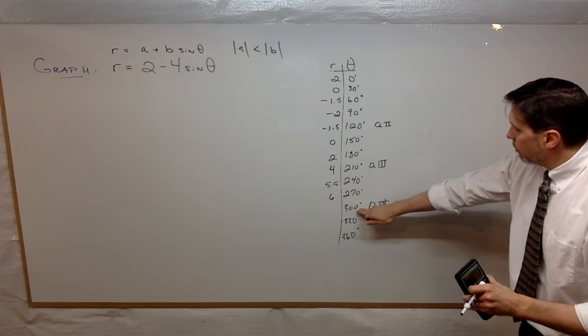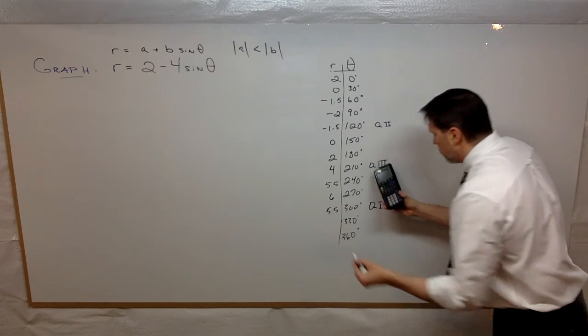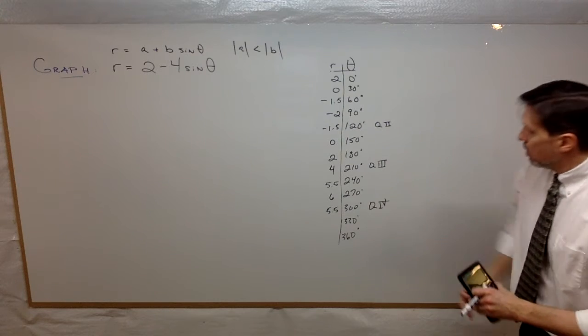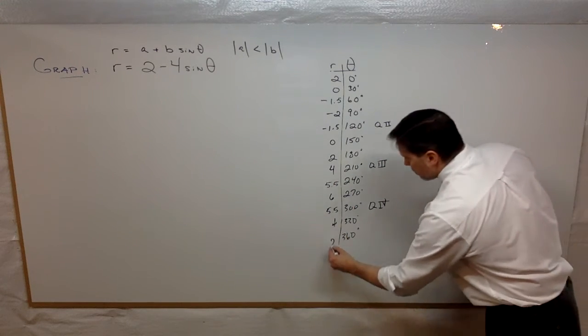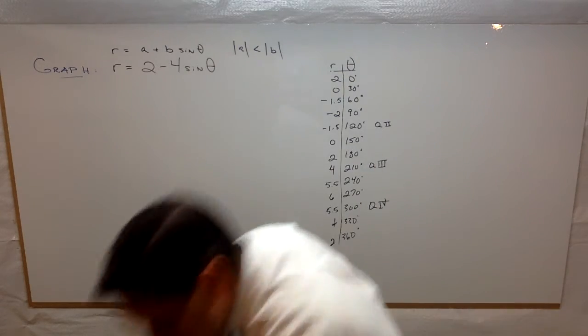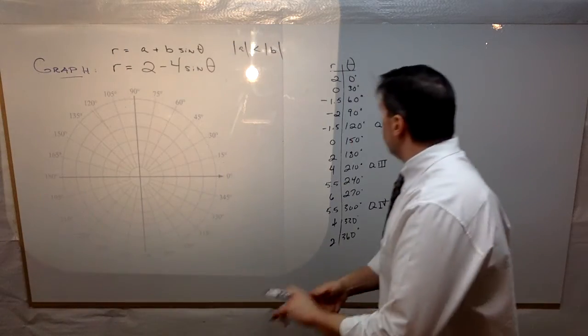300, you're in quadrant 4, but it's a reference of 60, so it should be that 5.5 again. Same as quadrant 3's 240. 330 should match up with the 4, and 360 puts us back to the start. All right, what's left to do? Plot it up. Here we go.